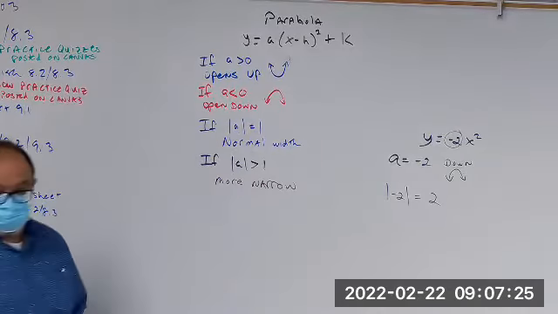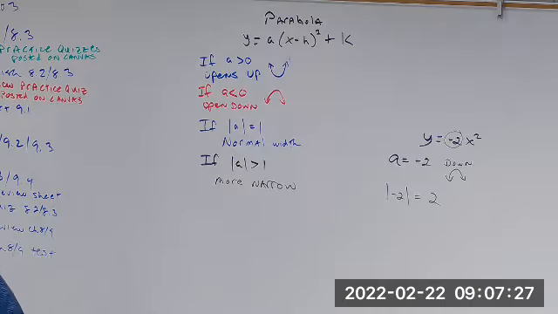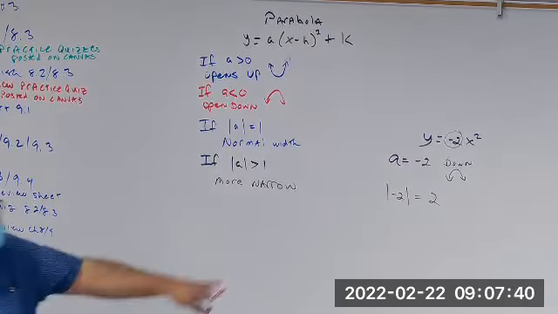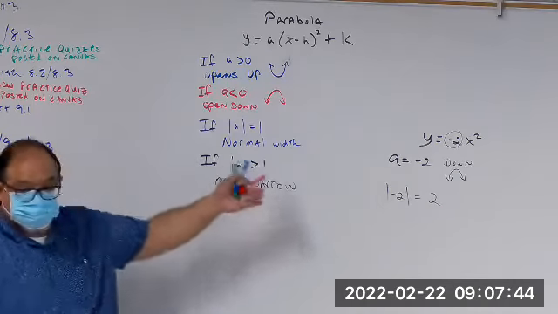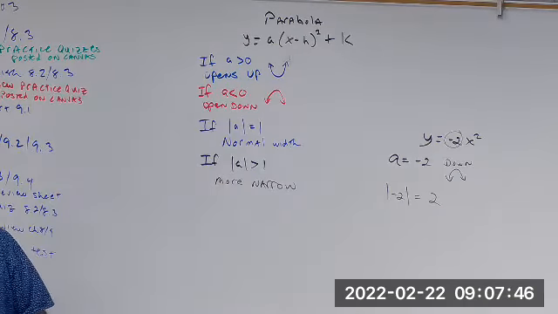Then 1 would be more narrow than what 1 would be. So anything bigger than a 1 or anything less than a negative 3. Absolute value of -3 is +3. +3 is bigger than 1. It's going to be more narrow.